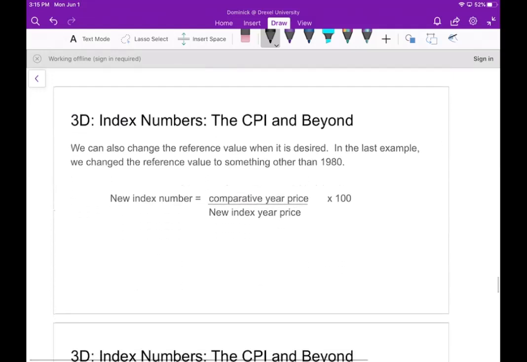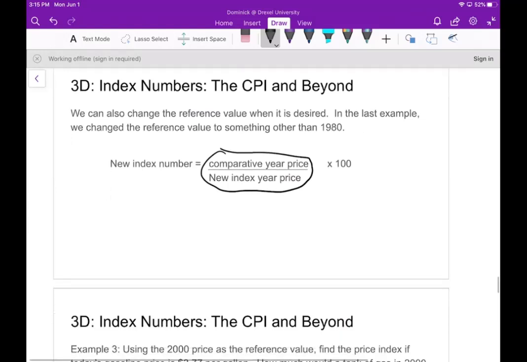Okay, and now this is sort of what I was just saying. When we change the reference value, essentially you're just going to divide the two numbers that you have, right? And that's what we did in the last example, because our reference value was 1980 for all of our price index, but now we just calculated a new index number by taking those prices and dividing them. Right, so I could have taken the prices and done that as well.